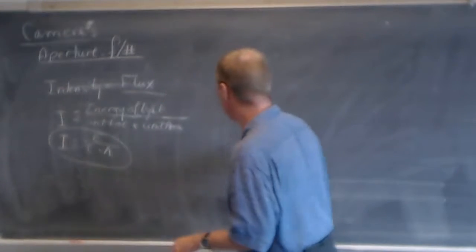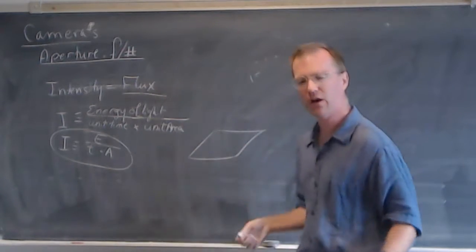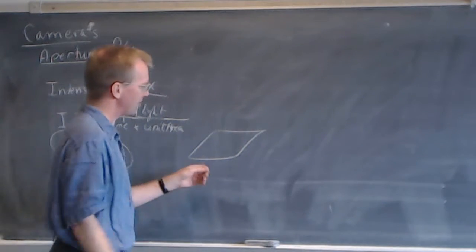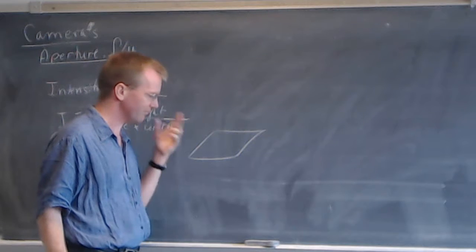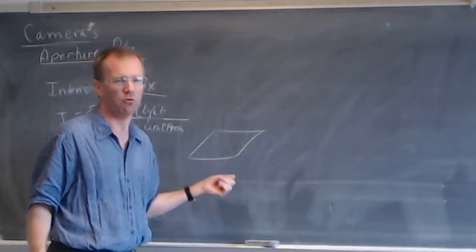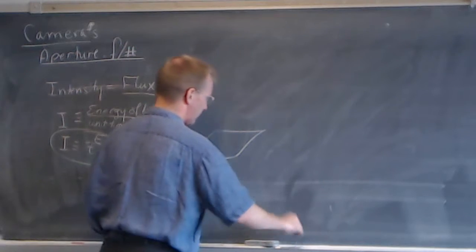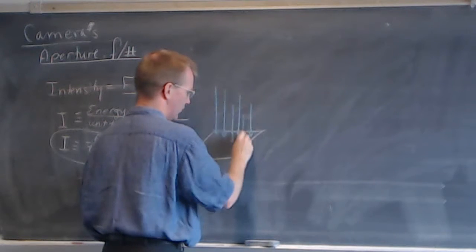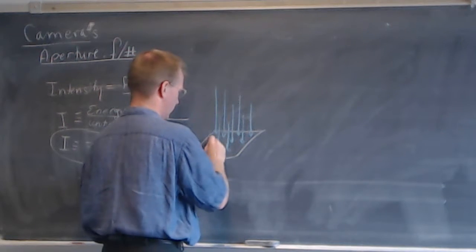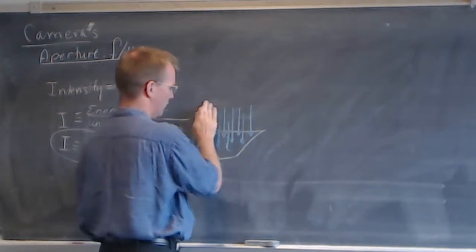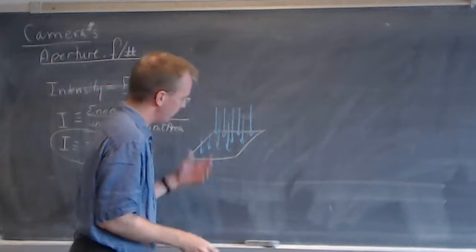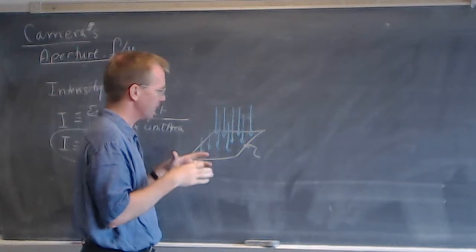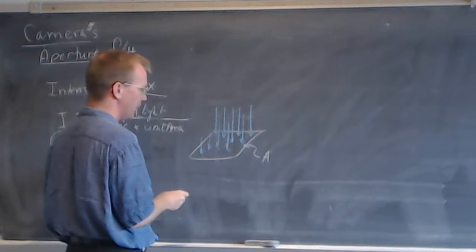Now, let me draw this as a picture. The intensity of some source of light coming down. Let's say that I've got this little bit of area. This could be a piece of film, for example, or a light detector. Now, this that I'm measuring it over is that unit of area. It is a small amount of area, so that's A there.